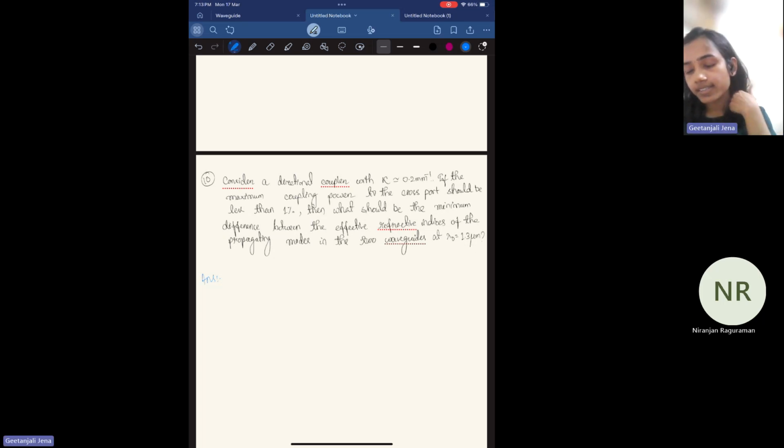So the question says, consider a directional coupler with kappa as 0.2 mm inverse. If the maximum coupling power to the cross port should be less than 1%, then what should be the minimum difference between the effective refractive indices of the propagating modes in the two waveguides at lambda 0, 1.3 micrometer?